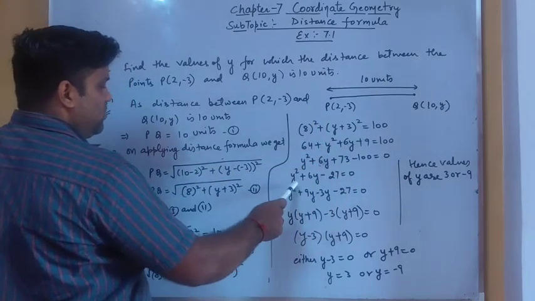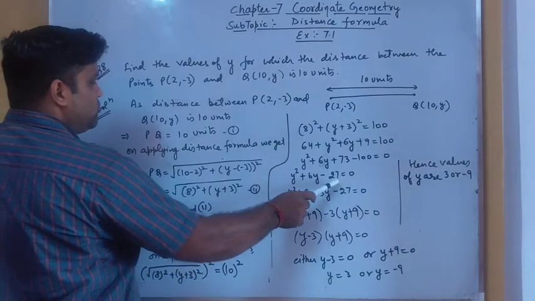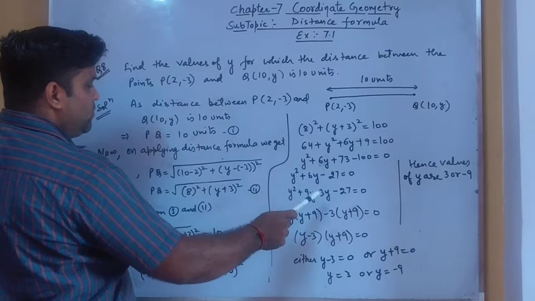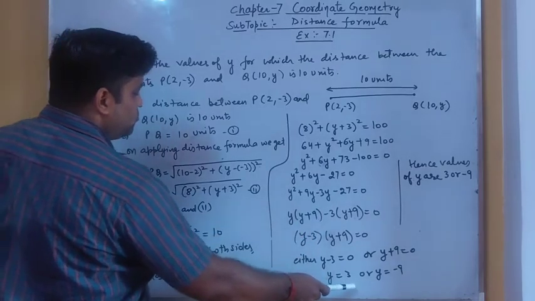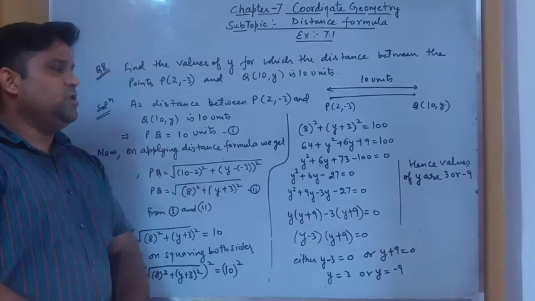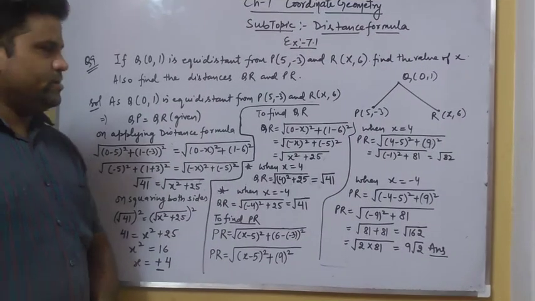On solving, we get the quadratic equation y squared plus 6y minus 27 equal to 0. On applying the factorization method, the middle term splitting method, we get the values y equal to 3 or y equal to minus 9. So the values of y are 3 or minus 9, which is the required answer. So let us come to question number 9.